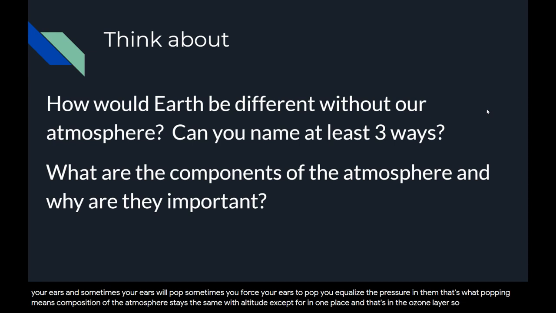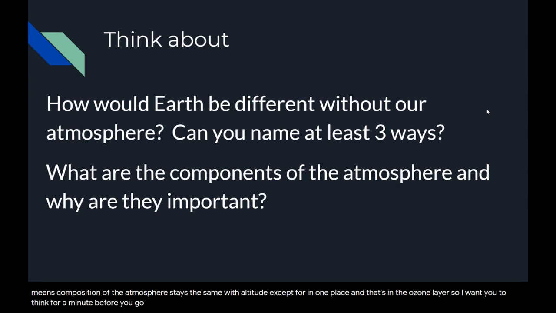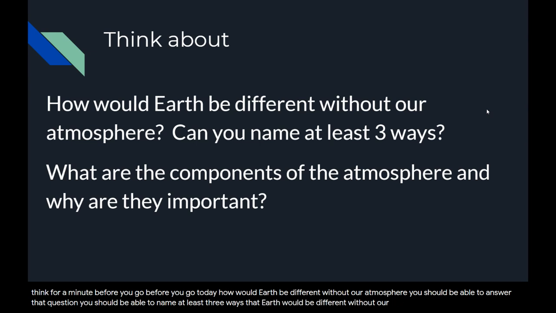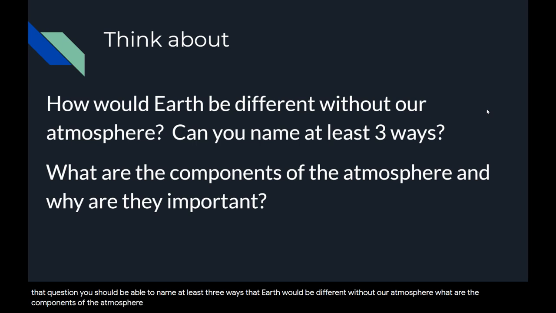I want you to think for a minute before you go today: how would Earth be different without our atmosphere? You should be able to answer that question. You should be able to name at least 3 ways that Earth would be different without our atmosphere. What are the components of the atmosphere, and why are those components important?